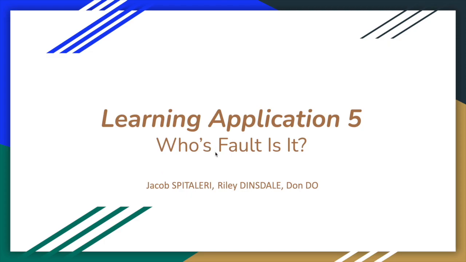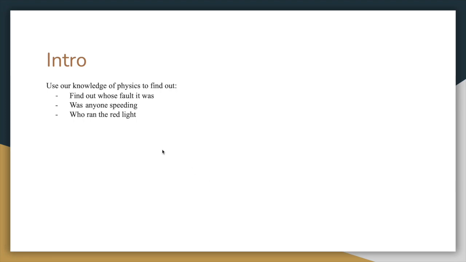Learning Application 5, Whose Fault Is It? By Jacob Spitaleri, Dinsdale and Don Do. In this application, we have to utilise our knowledge of physics to find out who was at fault in a crash on an intersection on Ballarat Road. We also have to find out if anybody was speeding and who ran a red light.